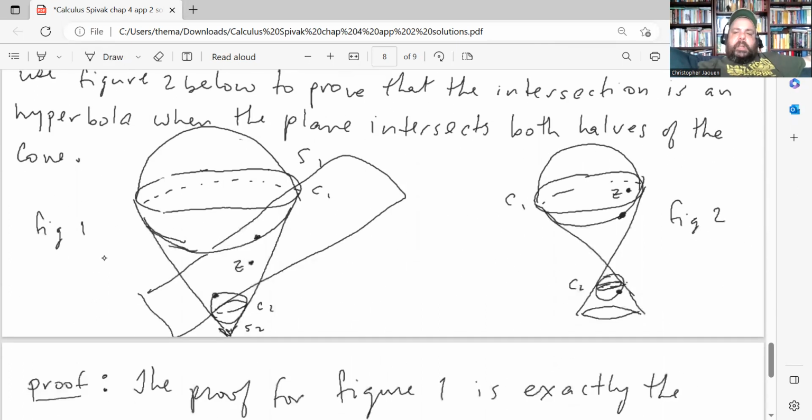So here again, you could see my terribly drawn pictures here, but again, hopefully you can get a sense of what the geometry is. The proof for figure 1 is exactly the same as the proof for question 2, with the exception that the distance C1 to C2 has to be taken along the generating curve of the cone, as opposed to the vertical line from C1 to C2. So it's basically the same proof.